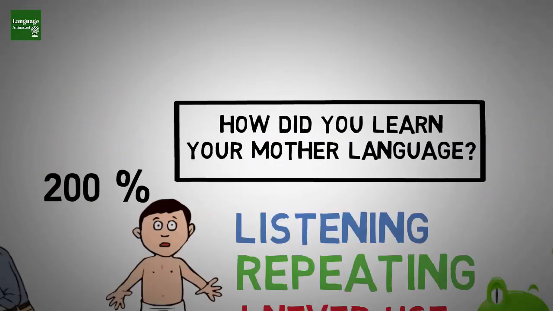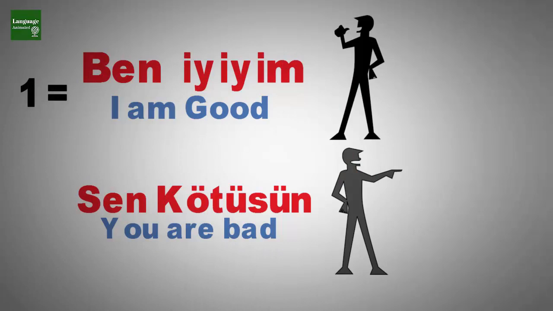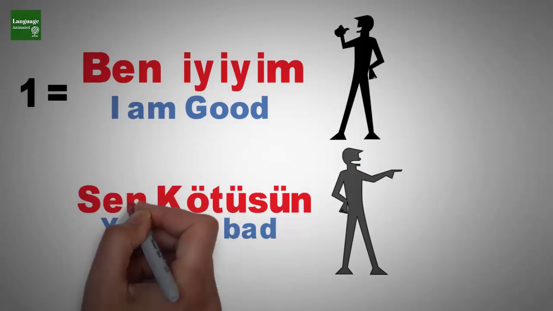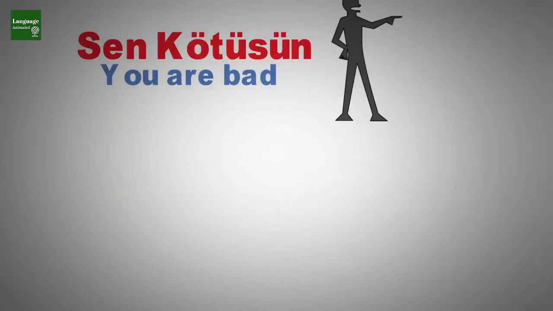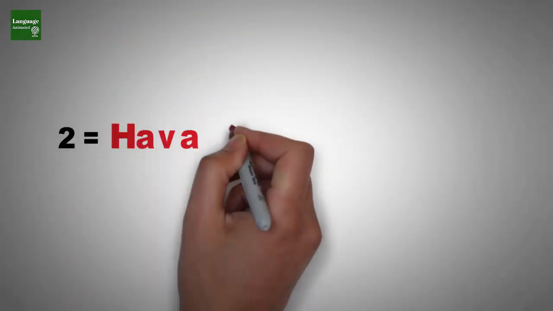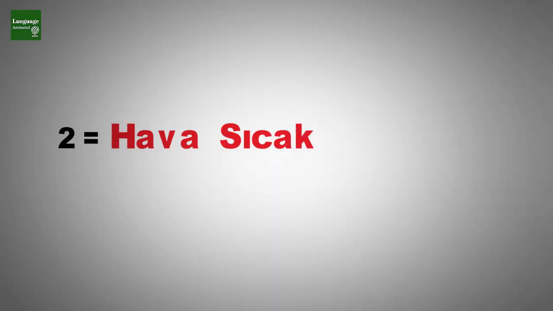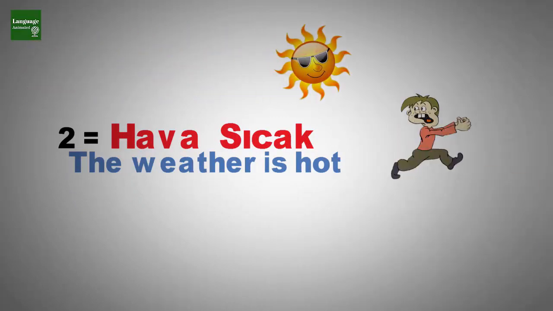So let's move further. The first one was ben iyiyim, which means I'm good, and sen kötüsün means you are bad. Number 2. Hava sıcak means the weather is hot.